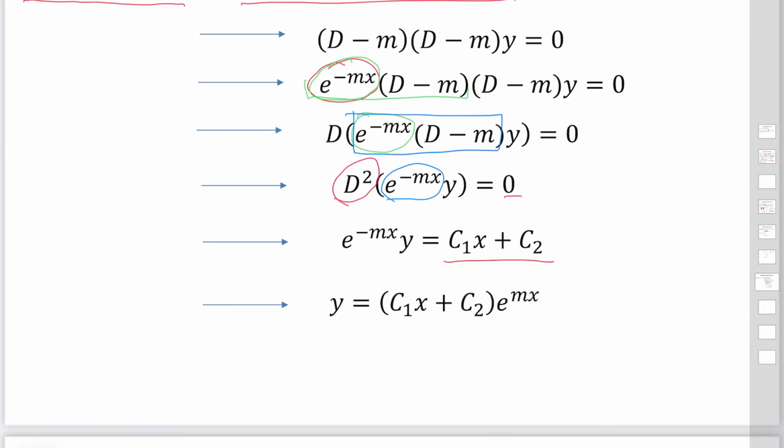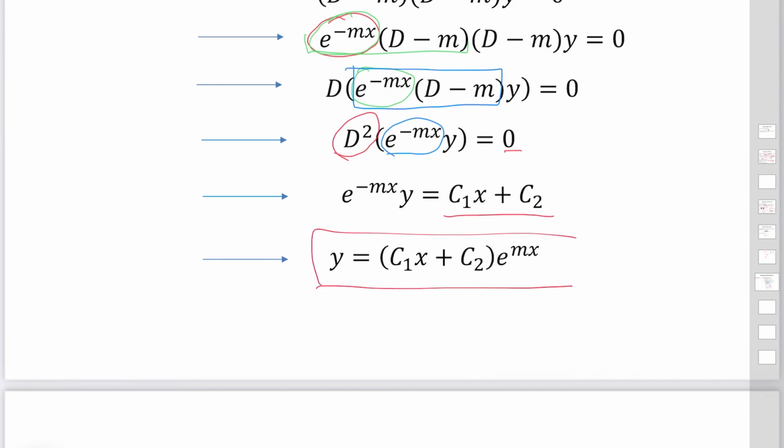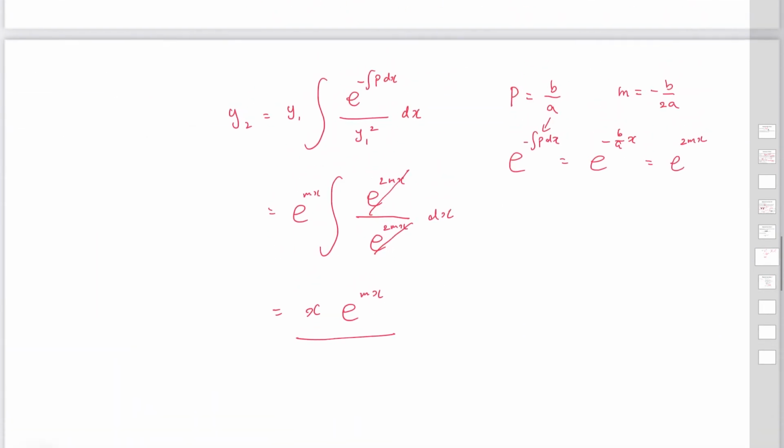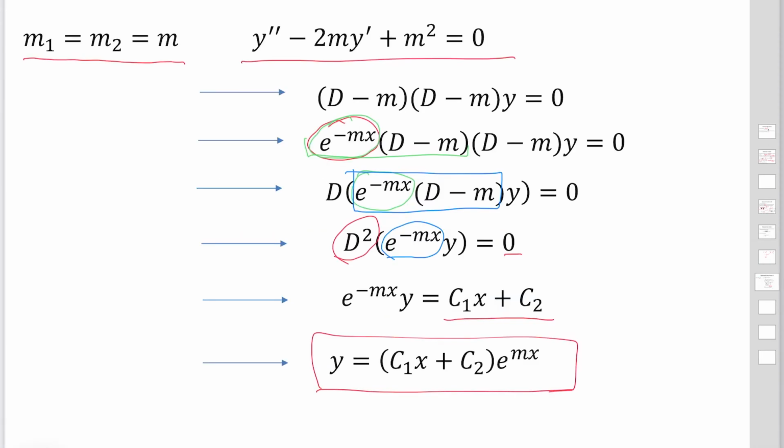By multiplying exponential mx on both sides, we have a solution: y equals c sub 1 x plus c sub 2 times exponential mx. So this solution is exactly the same as these functions. I explained two methods to find general solutions in the case of a repeated real root. In this case, we only consider that the repeated real root has two solutions.